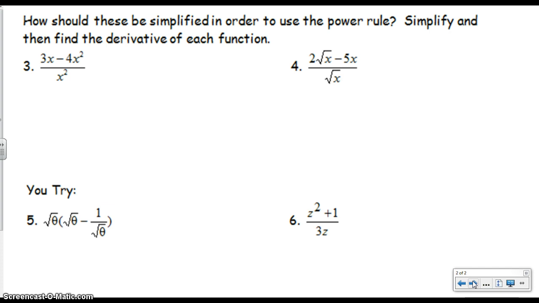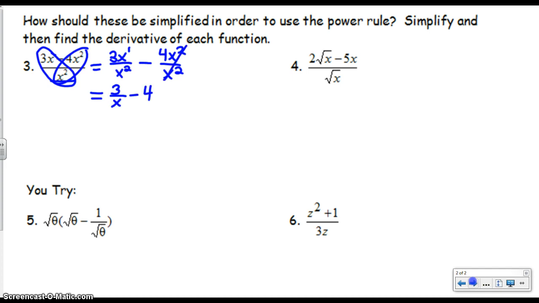These functions are all going to have to be simplified before we can use the power rule. We cannot use the power rule on any kind of multiplication or division. We have to simplify first. And you'll notice there's only one term in the denominator here, which means that we can divide both terms separately. So we're really going to split this into 3x over x squared minus 4x squared over x squared. And we're going to simplify this. So 3x over x squared, this is x to the 1 over x squared, so this becomes 3 over x, minus 4, because the x squareds cancel each other out.